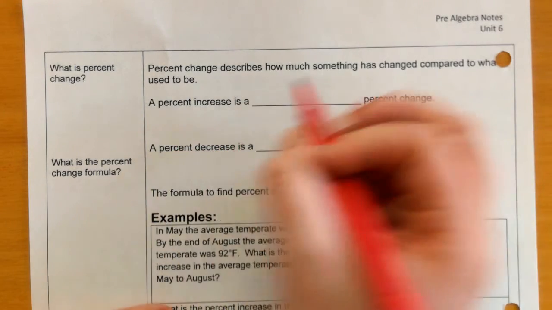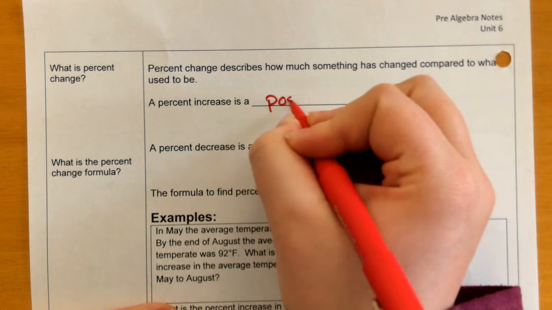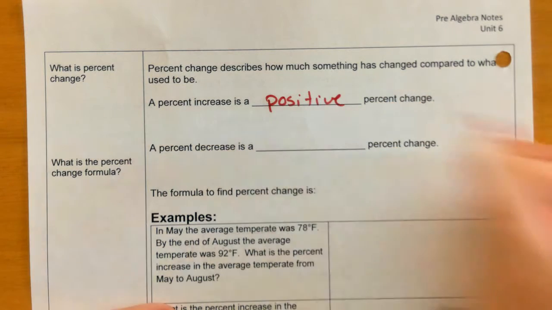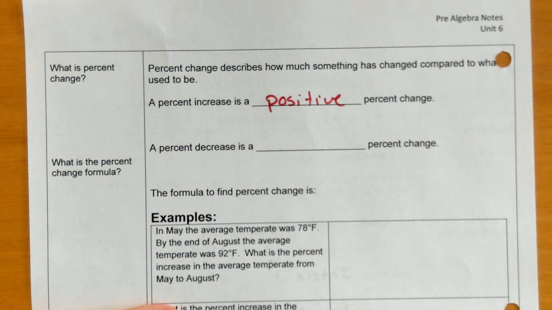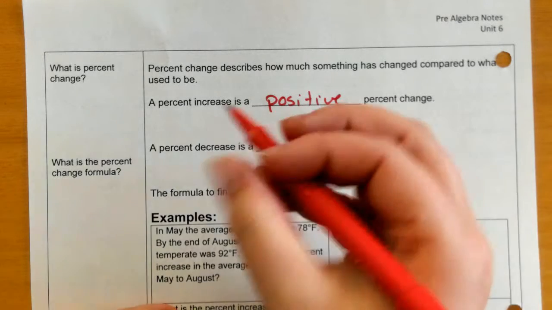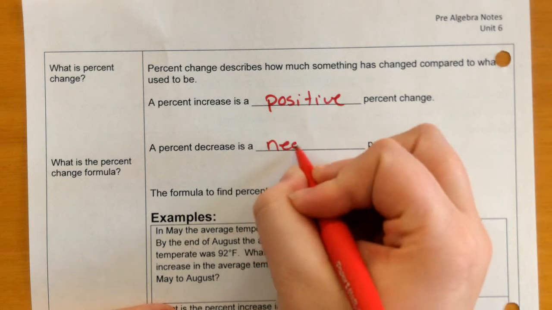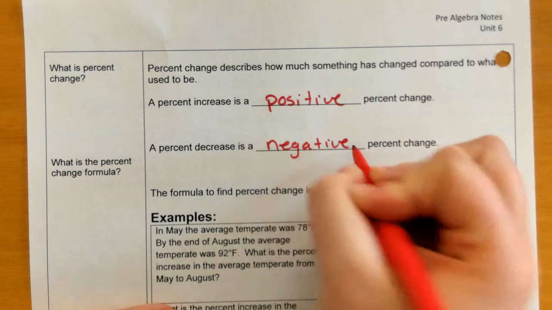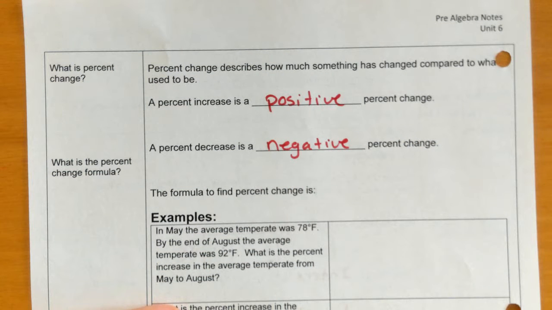So if you have a percent increase, what that means is that the percent change is positive. It has gone up. If you have a percent decrease, your answer is going to be negative in terms of percent change because it's gone down. It's a pretty simple concept or a pretty simple idea.